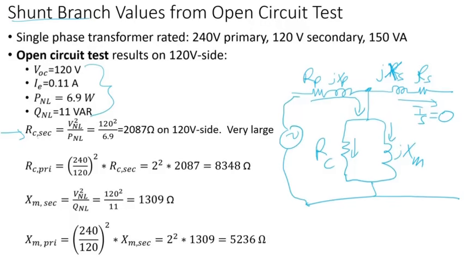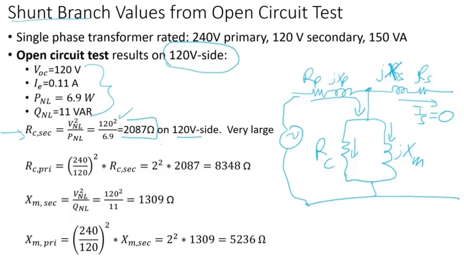For RC, in our test data we're told the test was applied on the 120 volt side, so it's the secondary. The equation is just V squared divided by P. NL just means no load, or open circuit test. So 120 volts squared divided by 6.9 watts, I get 2087 ohms on the 120 volt side.